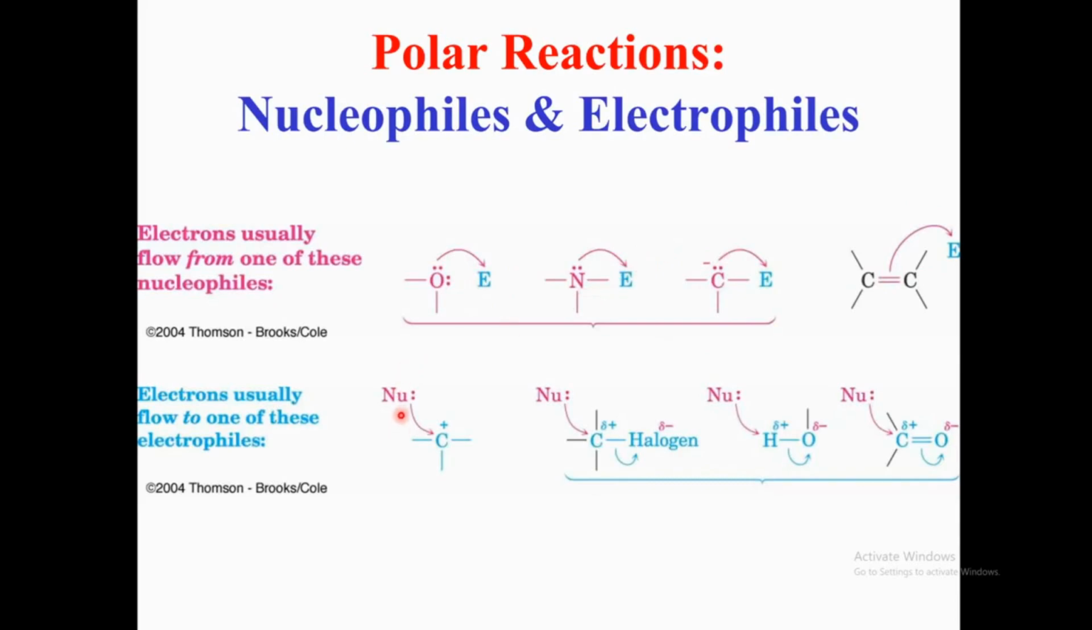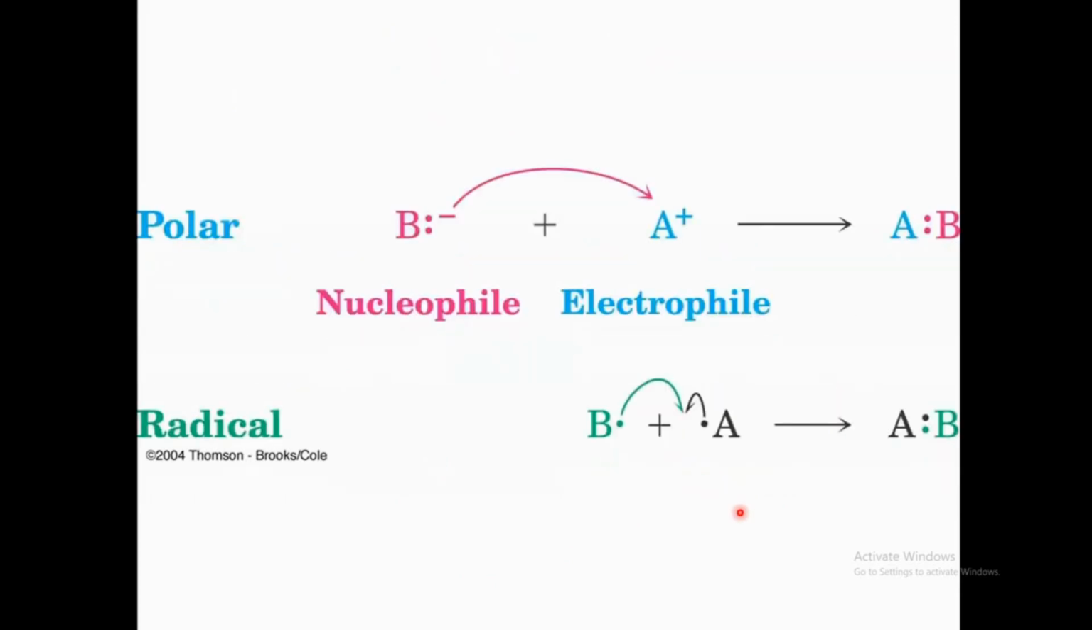In this case, the nucleophile is attacking the electrophilic center, the nucleophile is attacking the carbon-halogen bond, the nucleophile is picking a proton from hydrogen, and the nucleophile is attacking the carbonyl group, and the bond between carbon and oxygen breaks in favor of oxygen. So these are very simple things that I'm explaining to you that will help you to understand the complex reactions. So the polar reaction involves the nucleophile and the electrophile.